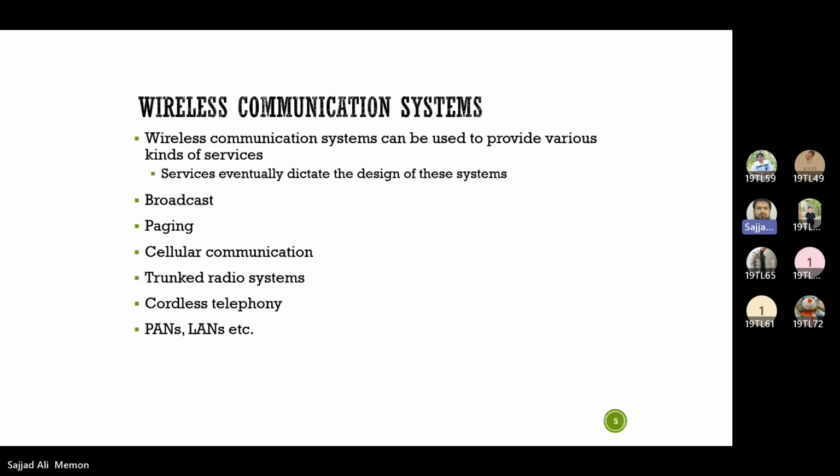Like broadcasting, maybe satellite broadcasting; paging, maybe a small enterprise using some communication for paging; cellular communication, a commercial communication network; trunked radio systems for long-haul communications; and call-less telephony where exchanges are not available. Then we have personal area networks or local area networks, home-based or office-based networks. Based on these, we have different applications. Some are commercial, some are amateur networks. All come under the umbrella of wireless communication.